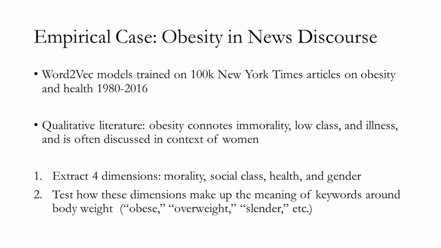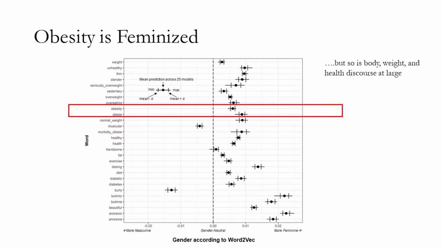For example, the words like obese and overweight. Are they classified as masculine or feminine, and how masculine and how feminine? What we find is that a lot of things end up matching these intuitions. For example, obese and obesity are feminized, just as qualitative literature would have predicted. But what's cool is we can start diving in a little bit more. We can test specific words. We can notice that it's not just obese and obesity. It's actually all talk about body weight, weight loss, and dieting that ends up being discussed in the context of women.